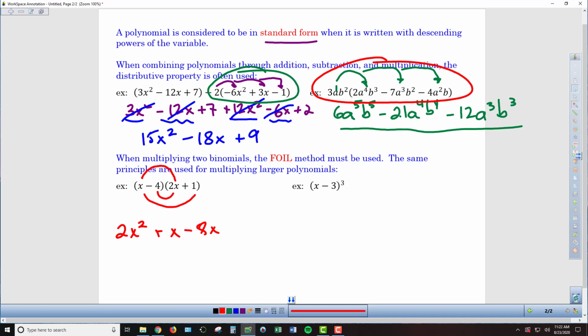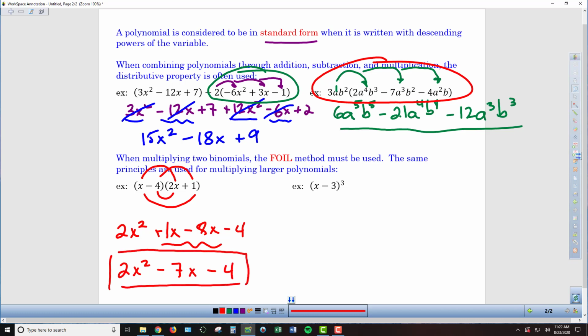And then finally L stands for last, which is negative 4 times 1, so negative 4. And then the last thing I've got to do is combine my like terms. Oftentimes, by multiplying the binomials in this order, the middle two terms will be where we find our like terms. So we've got 2x squared, minus 7x, so plus 1x minus 8x combines to make that minus 7x, and then the minus 4. And so that's the best that we can do with that expression.